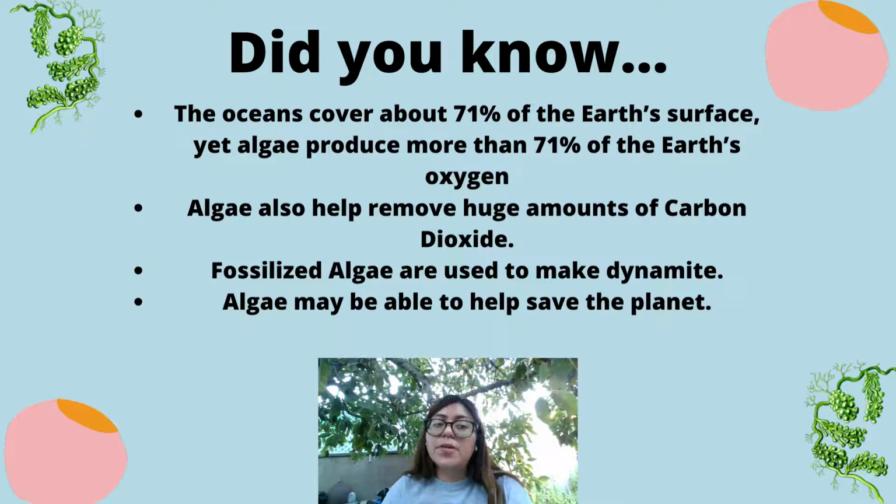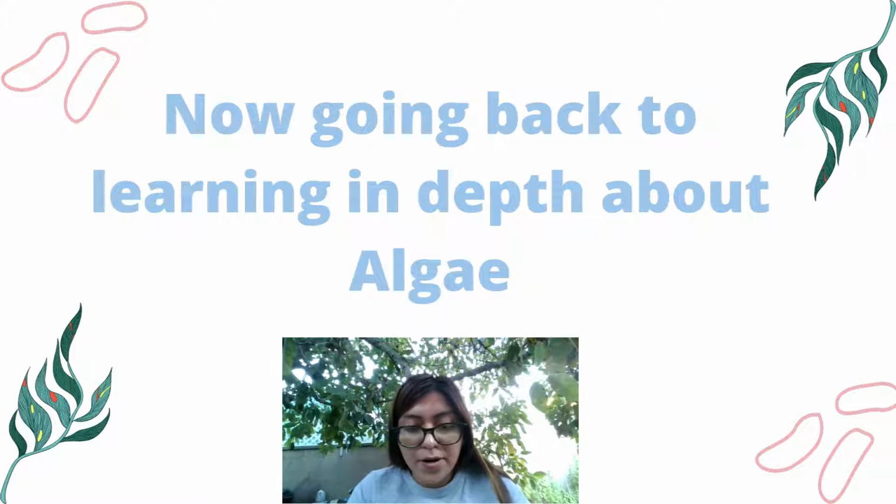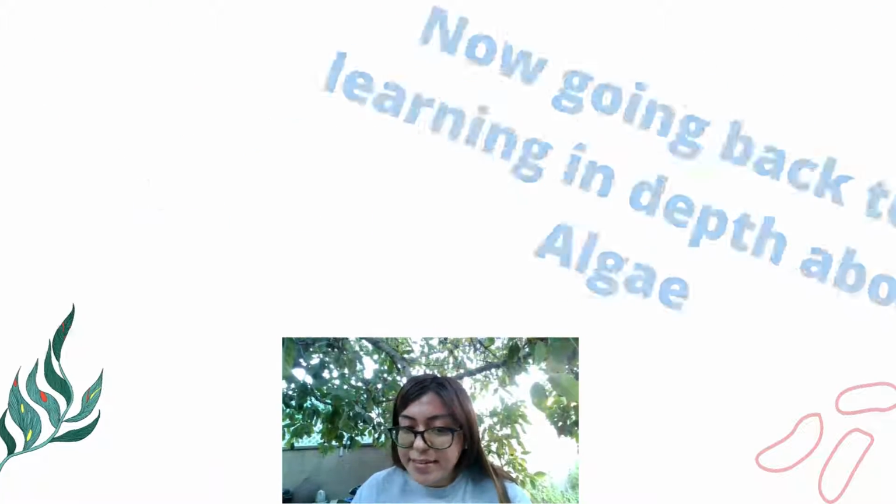Algae also helps remove huge amounts of carbon dioxide from our planet. Fossilized algae are used to make dynamite. Algae may also be helping our planet today. I mean, it does take a big role if it produces 71% of Earth's oxygen. Think about it. If we didn't have algae, maybe we would not be in a good situation right now. But yeah. In this next slide, we're going to go deeper into learning a bit more about algae. So stay tuned for our last upcoming slides.